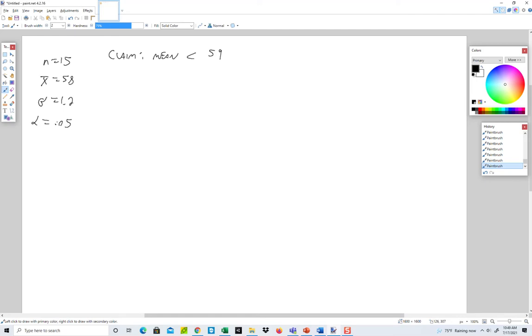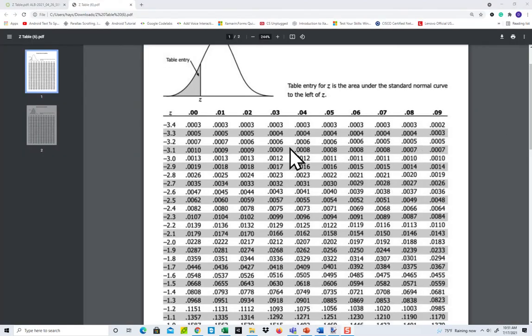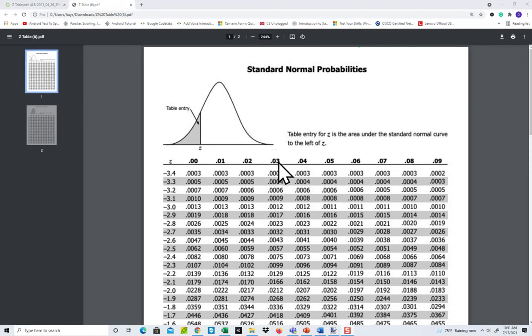Okay, and I forgot to get the standard normal distribution table. Let me pause the video just for a second. Okay, I downloaded the standard normal distribution table, so we can continue on.